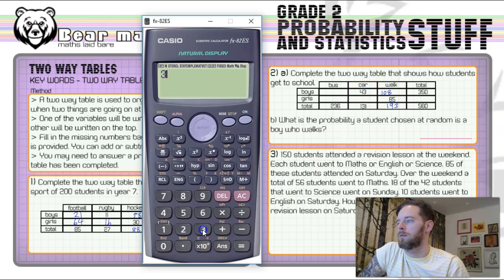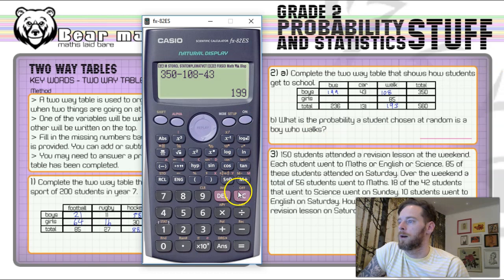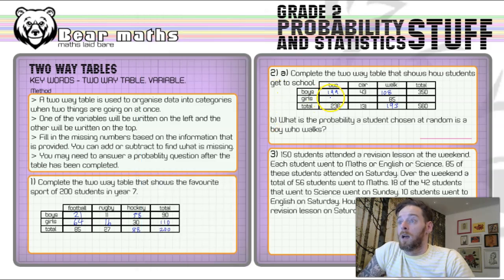Let's type that in. 350 minus the 108 minus the 43 is going to give us the boys that bus: 199. It's like the ladies that lunch, but it's the boys that bus. I'm getting tired. Then we've got 236 minus the 199, which was the last answer we had, which is 37. And then we've got 560 take away the 350.